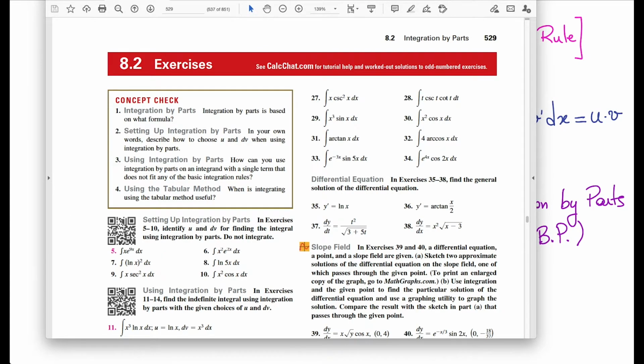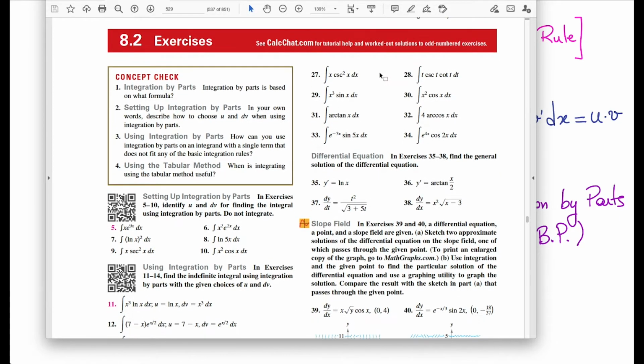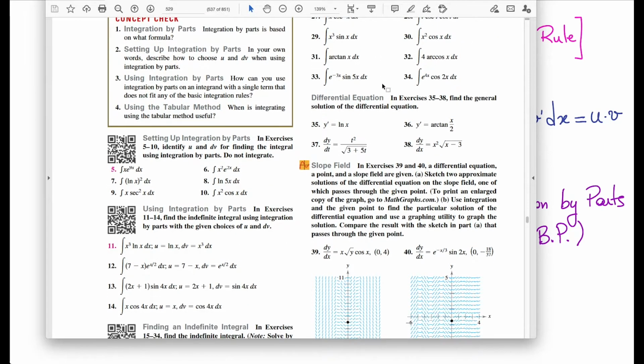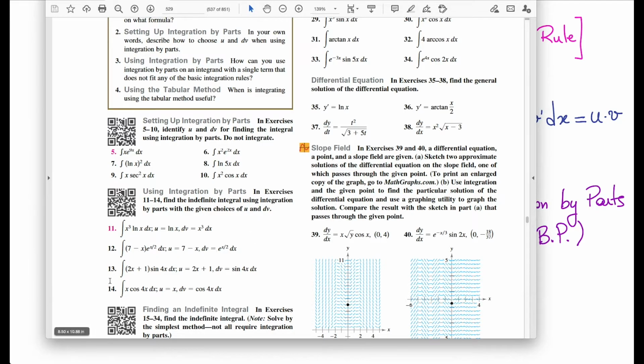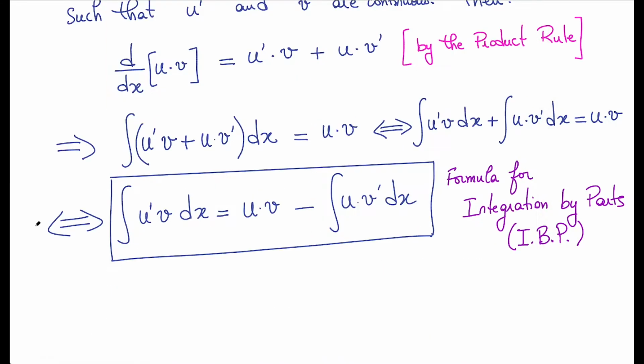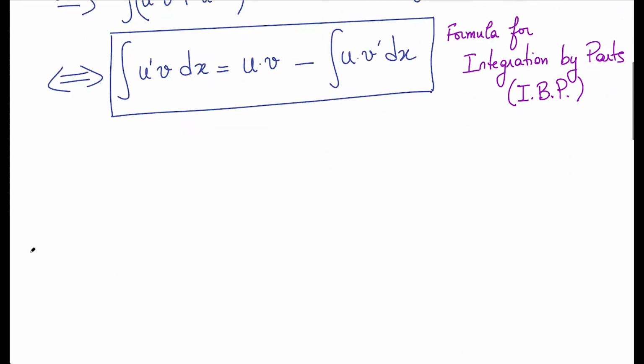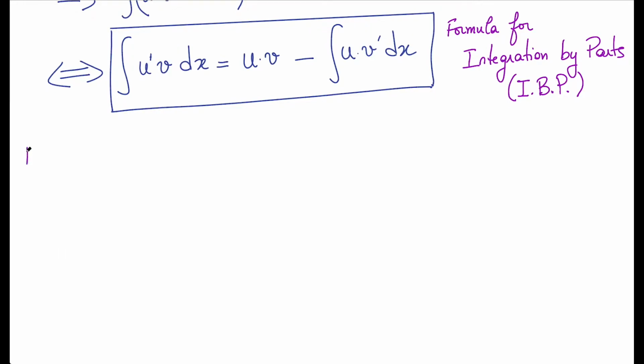Let's now apply the formula and go to the book, page 529, and let's do number 14. So we want to integrate, using integration by parts, x cosine 4x dx. And let's ignore the hint. Let's ignore this part here. Okay, so that's on page 529, number 14.